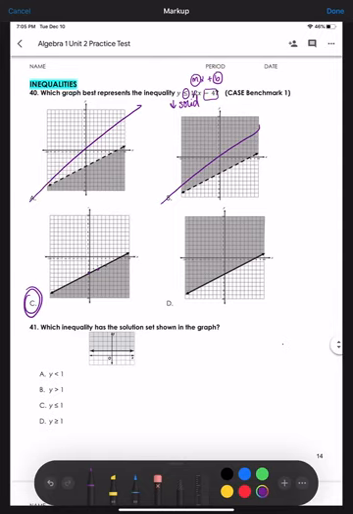And actually, these two had the exact same line. It was just the shading that was different. Actually, all of these, m and b, are exactly the same. It's just the shading that's different and the line. So C must be correct there.